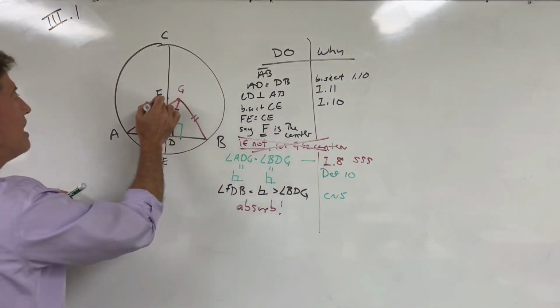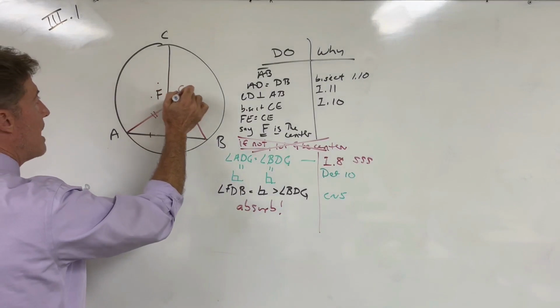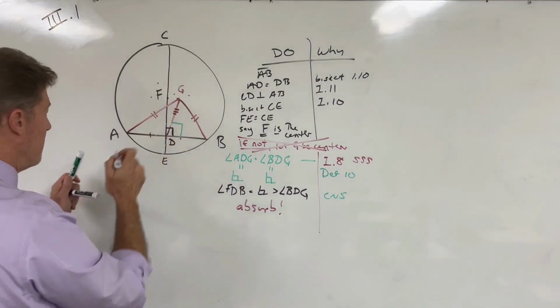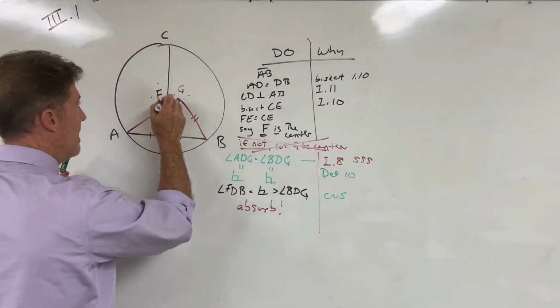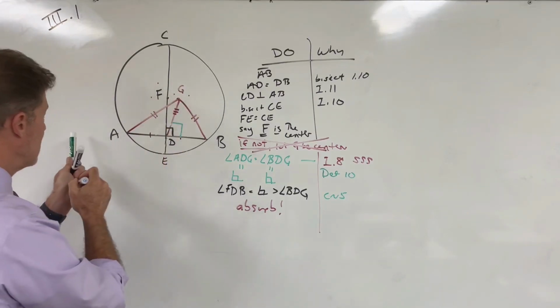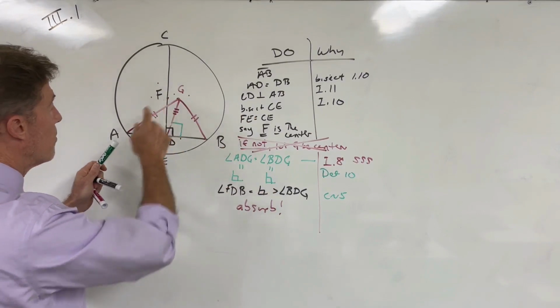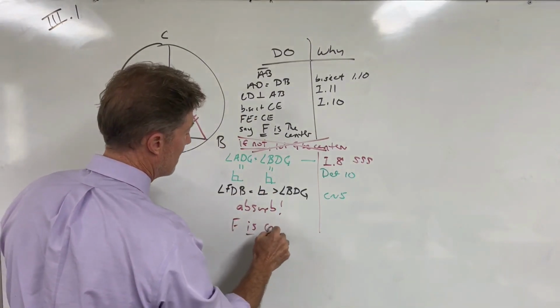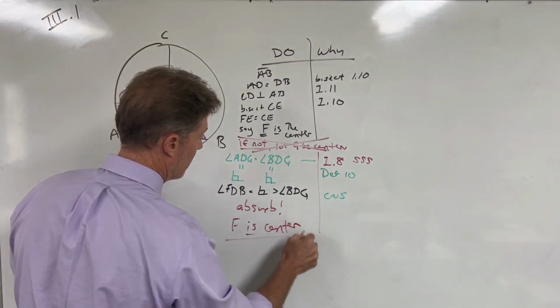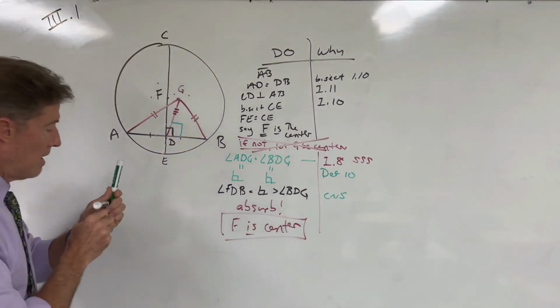And the same absurdity occurs no matter where we put our supposed center, unless we put it right here on F. So any other point that is not F will create this absurdity, therefore F must be the center. So F is in fact the center of our circle, and that's what we were supposed to do.